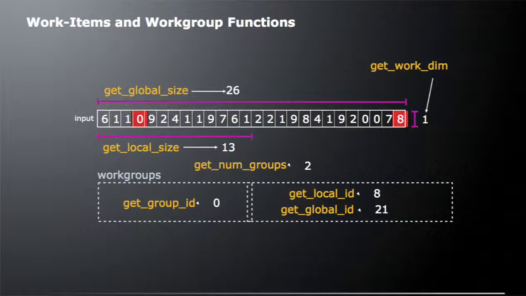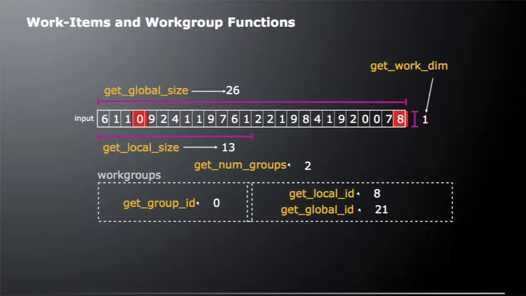For the highlighted work item on the left, if we called the function getGroupID, that would be 0, because this is the 0th work group. If we called the same function on the right work group, we would get a work group ID of 1, because it's the 1st work group. Let's look at some of the other functions you can call.